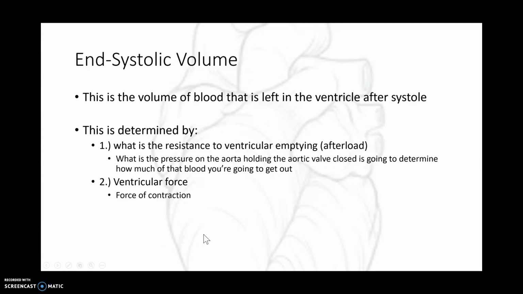Right, so if we increase our ventricular force, we will increase our stroke volume. We will increase the amount of blood being pumped out because we are increasing the tension that we're generating in the heart, so it gives us the capacity to eject a larger amount of blood.